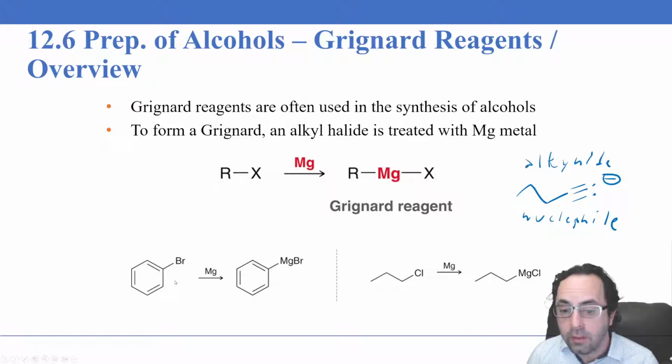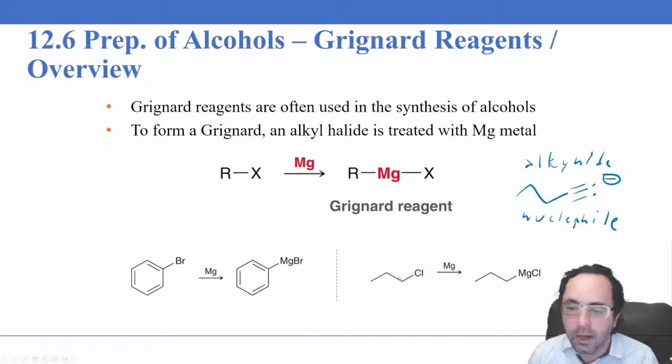If we start with some type of alkyl halide, we can react it with magnesium, and effectively what that does is put the magnesium atom in between the carbon atom and the halogen atom. For example, if we have this bromobenzene and we react it with magnesium, we can put the magnesium right between the carbon atom on the benzene and the bromine atom. Or if we have this chloropropane, we can react with magnesium and put a magnesium right between the carbon atom and the chlorine atom. Now, what's this going to do for us?